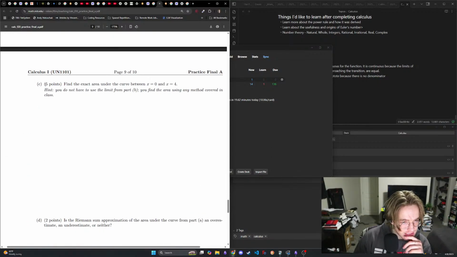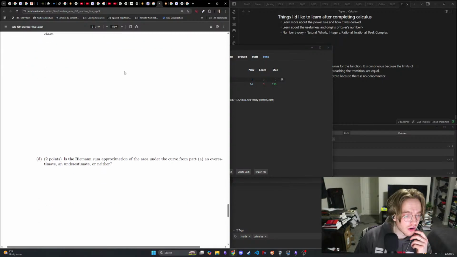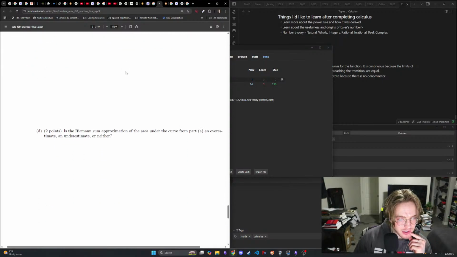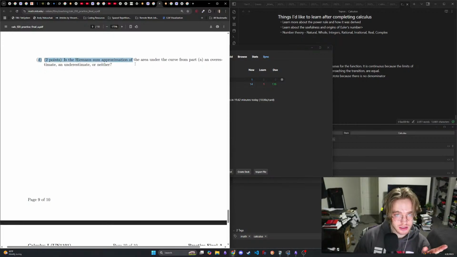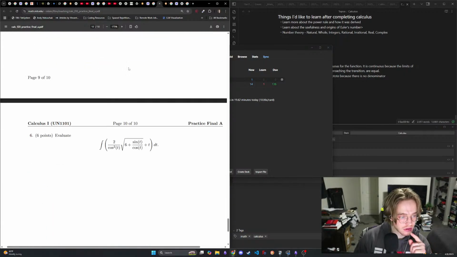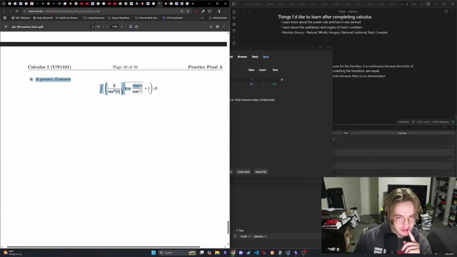Find the exact area. Okay, I think I should be able to do this by just using a definite integral. Is the Riemann sum an approximation of the area under the curve? Okay, I'll be able to answer that one. And then evaluate. That looks hard there.